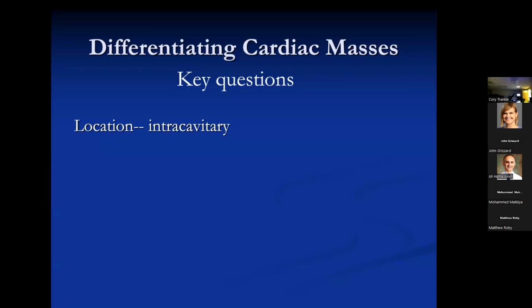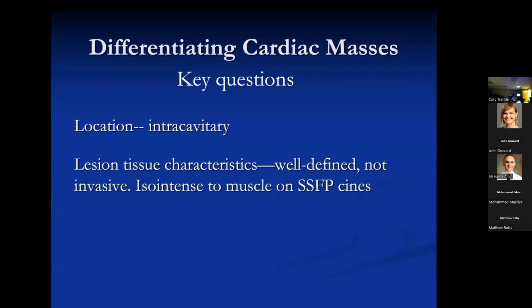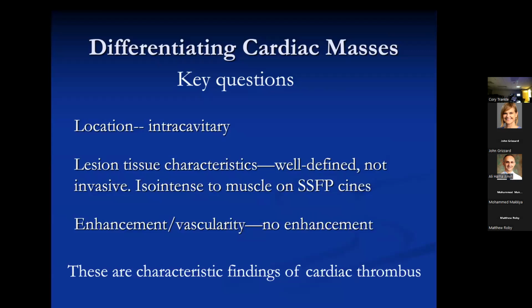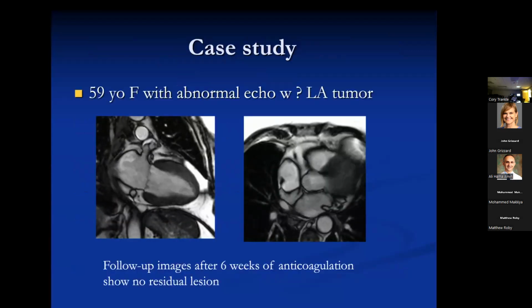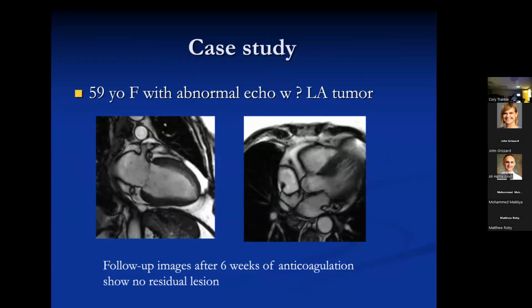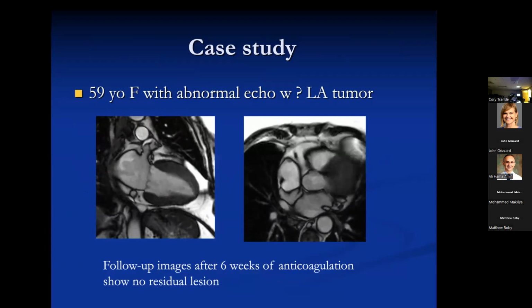In terms of answering the questions, its location is intracavitary. Its tissue characteristics are that it's well-defined, it's not invasive, and it's iso-intense to muscle on SSFP. That's important, right? We're going to talk about why that's important. And it does not show enhancement. I didn't show the late gadolinium enhanced images, but it does not enhance on that. And so these are characteristic findings of a thrombus, right? And so follow-up images after 6 weeks of anticoagulation, the lesion resolved, right, proving that it was a thrombus.